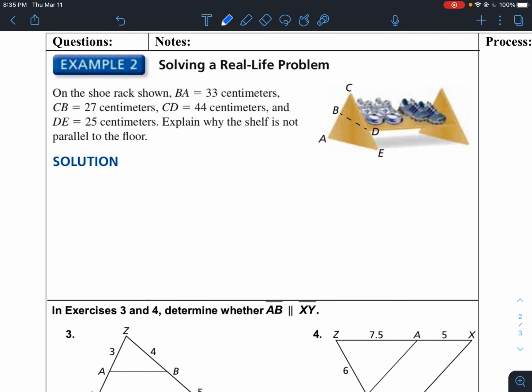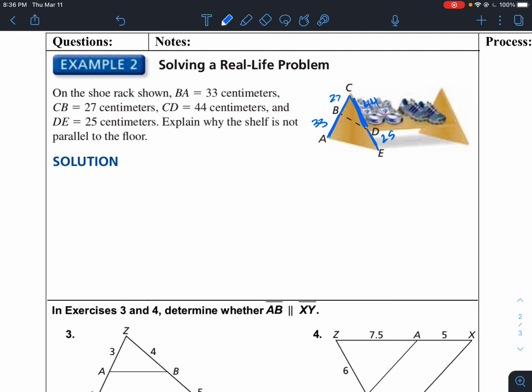So on the shoe rack shown, okay, BA is 33 centimeters. CB is 27 centimeters. CD is 44. And DE is 25. Explain why the shelf is not parallel with the floor.